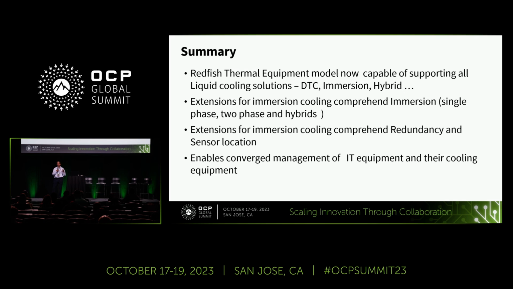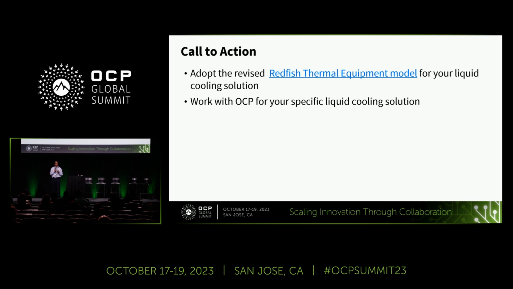The goal was to get to a place where we have converged management of IT and cooling equipment, given that they are inside our domain now, right? They are no longer in the data center domain, they are inside the IT domain. So with that, I want to leave you with the call to action. Here is the link to the Redfish thermal equipment model. Please adopt it if you're going to look at solutions in this space, and work with us if you have any specific solutions or problems that you want to solve here.